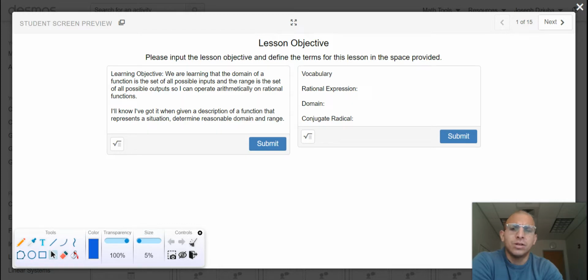Our learning objective includes we are learning that the domain of a function is the set of all possible inputs and the range is the set of all possible outputs, so I can operate arithmetically on rational functions. I'll know I've got it when given a description of a function that represents a situation, I'm able to determine a reasonable domain and range. Let's begin.